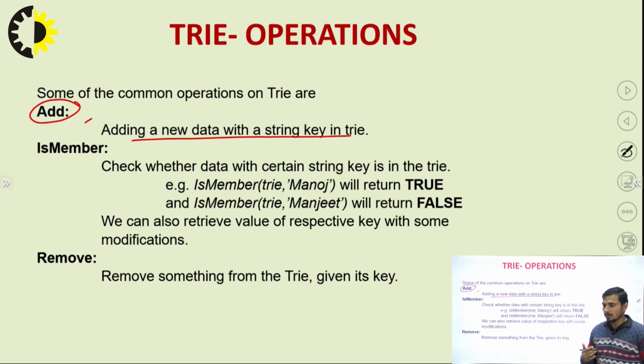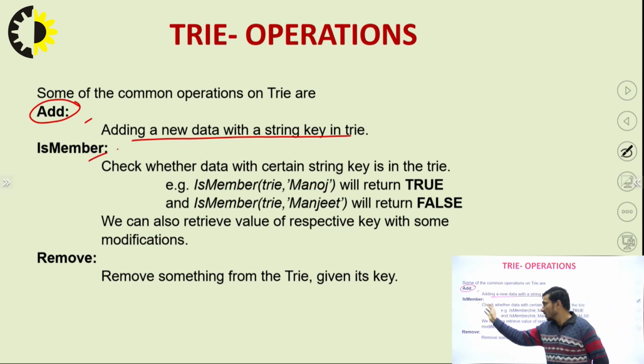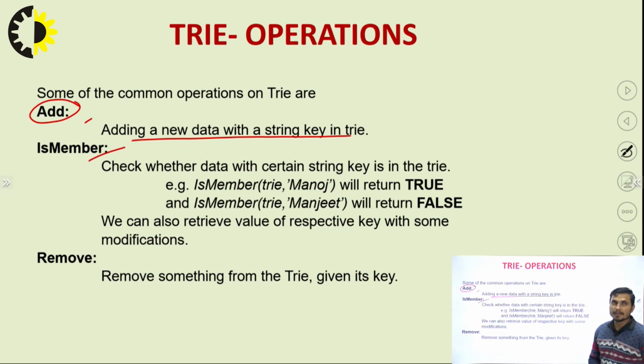As we are using this data structure for retrieval purposes, this member operation is very important here. So, what are we basically doing here? We are searching the trie for a certain key. Now, is this key available in this trie or not? If this key is available in this trie, this member method will return true, and if this key is not available in this trie, then it will return false.